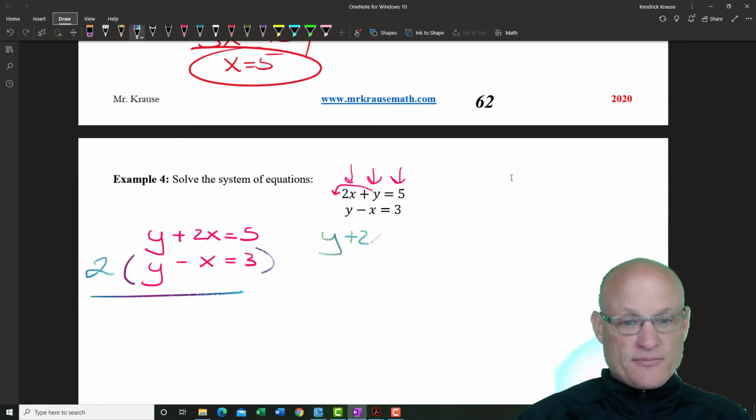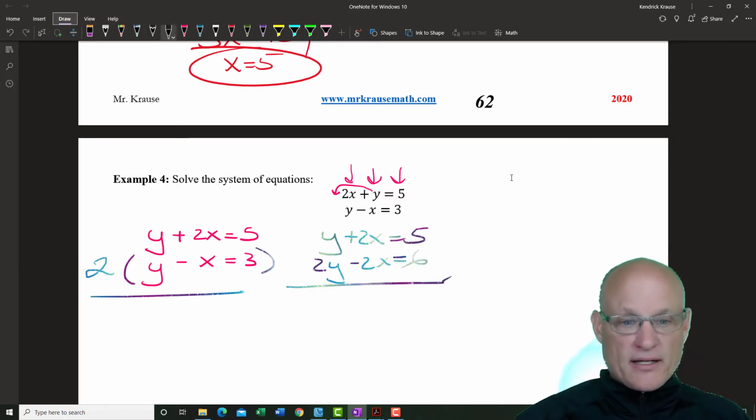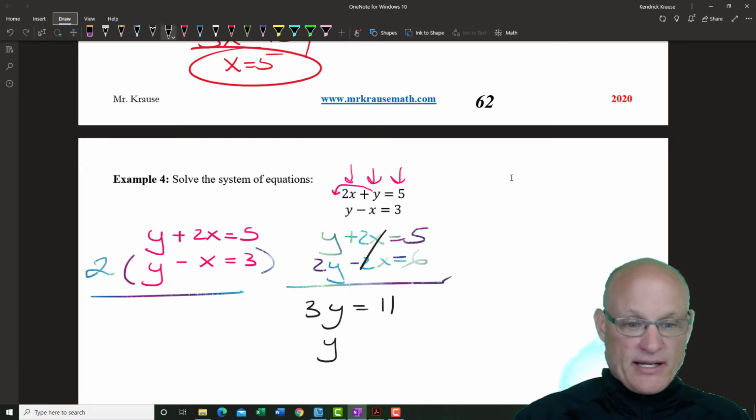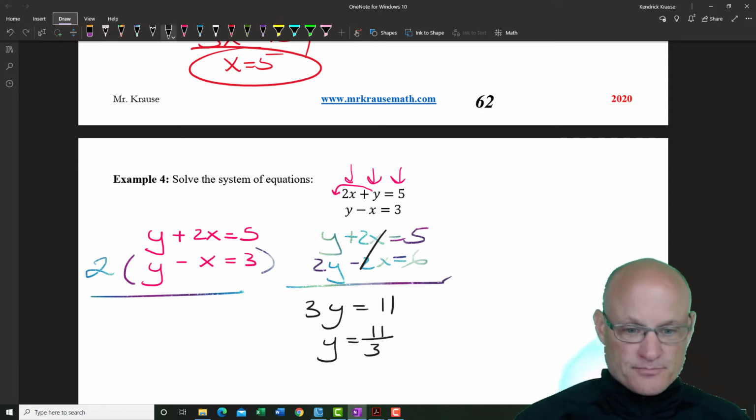So my first equation doesn't get changed. y plus 2x equals 5. The second equation becomes 2y minus 2x equals positive 6. And this pen's terrible. We'll go to black. The x's go, and I get 3y equals 11. Divide by 3, and I get y equals 11 thirds. So at first glance, I'm like, okay, that's got to be wrong. But I'm actually pretty sure that's correct. All right, no big deal.